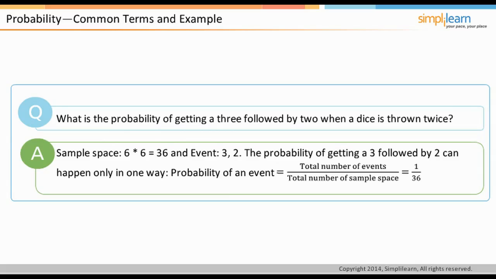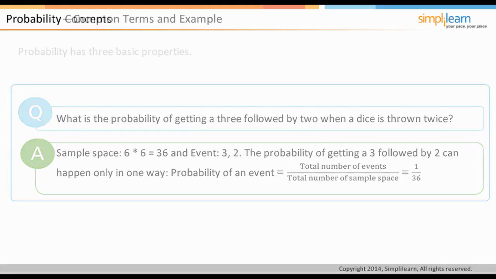What is the probability of getting a 3 followed by 2 when a dice is thrown twice? When the dice is thrown twice, the first throw can have any number from 1 to 6. Similarly, the second throw can also have any number from 1 to 6. So the total sample space is 6 times 6. That is 36. The event in this case is 3 followed by 2. This can happen in only one way. So the probability in the question is 1 divided by 36.